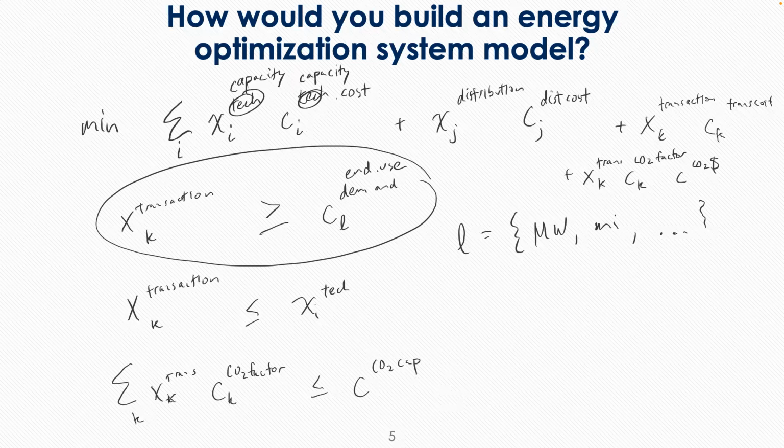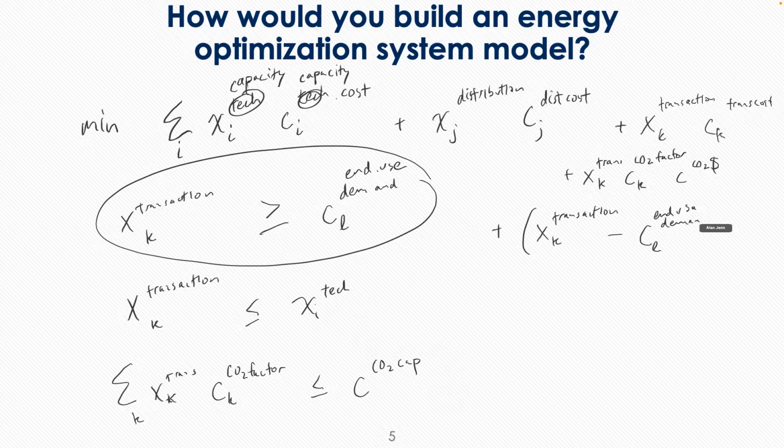All right, so the idea here is I will add a term into my objective function. So this might be something like x k transaction, minus end use demand times welfare loss. The welfare loss.